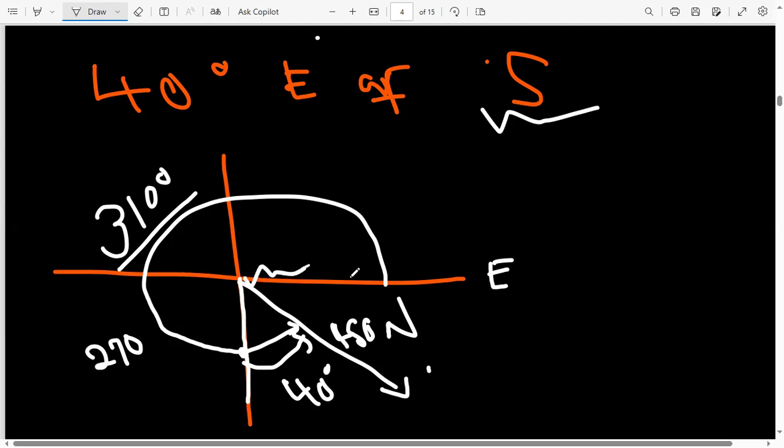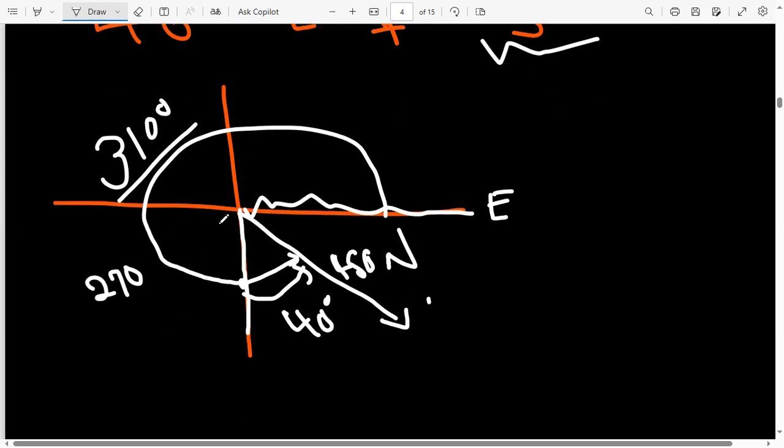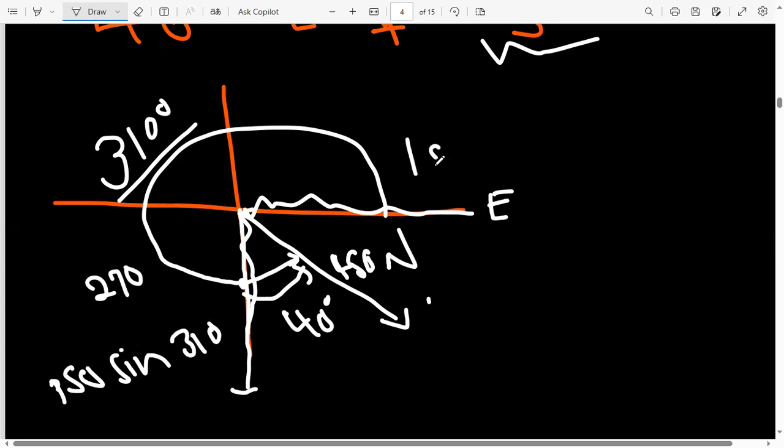Okay, so let's resolve it into its components. So we have the x component, which goes like that, and then the y component, which goes like that. Okay, so the y component will just be 150 sine 310. And then the x component here will be 150 cos 310. Okay, so we've resolved the second one there. If there are any questions, you are free to ask. Otherwise, I'll move to the third one.